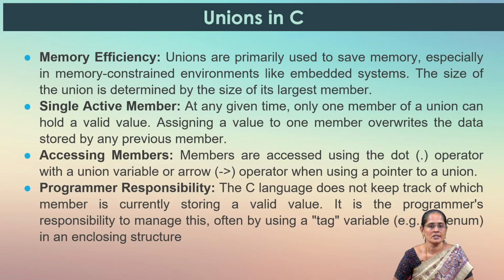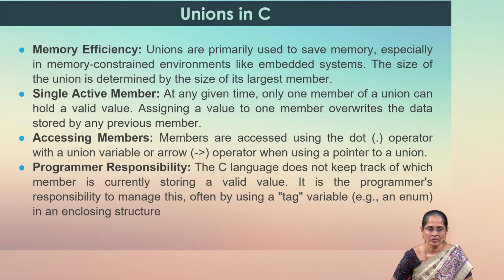In those cases unions will help us to determine the size of the memory constrained environment and to accommodate the data within the limited memory space. It is a single active member, in the sense that at any given time only one member of a union can hold a valid value. It means that when we store a union in memory, the size of the largest member is assigned for the union.